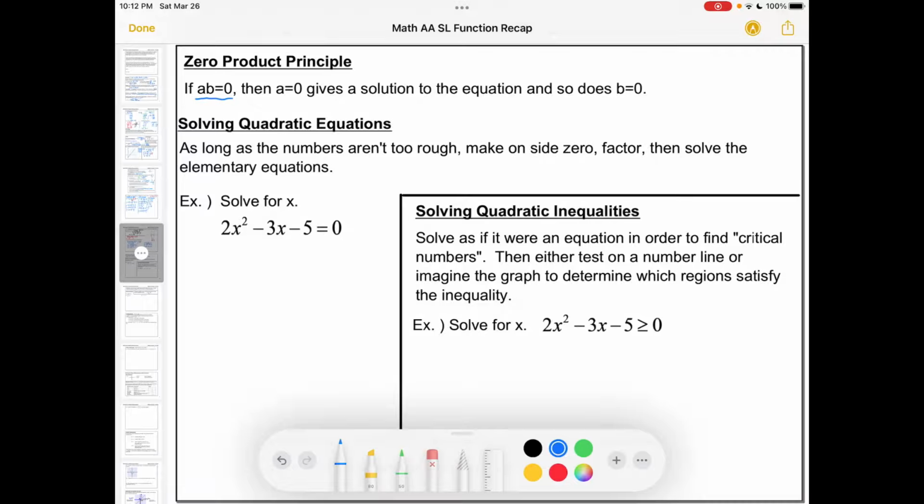If we want to solve quadratic equations, what we'll do, as long as it's not too rough, is make one side 0, factor, and then solve the elementary equations that ensue. Now, I'm not going to go through how to factor in this video, but there are tons of great tutorials on the internet about that. In particular, I think Nancy Pye's factoring videos are excellent, formerly Math BFF.